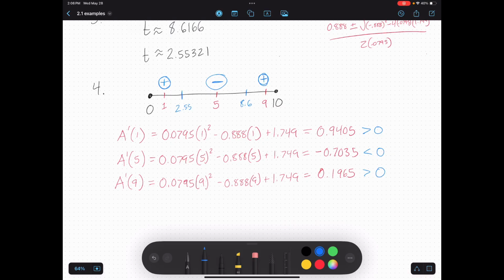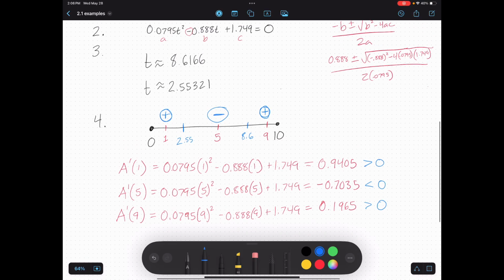So knowing that, I can kind of paint a picture of my function. I can start to get a good picture of what my function looks like. It's increasing before this critical point of 2.55, and then it switches to decreasing because the derivative is negative. Right? It's increasing in that first interval because the derivative is positive, and now the derivative is negative, so it's decreasing. And then it switches back to increasing after I get to that critical point of 8.6.